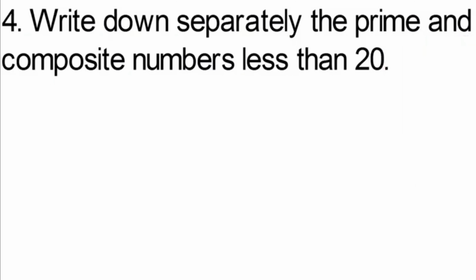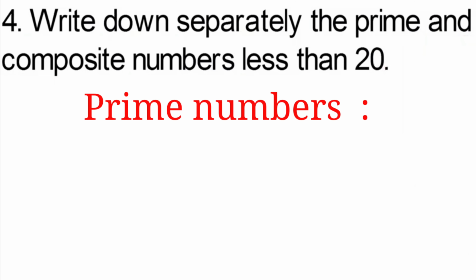Now coming to our question number 4: write down separately the prime and composite numbers. Not all, only up to 20, meaning less than 20, till 19 only, we have to write down separately. Make a heading for prime numbers, then write all the prime numbers, and make a heading for composite numbers, then write all the numbers under the composite numbers.